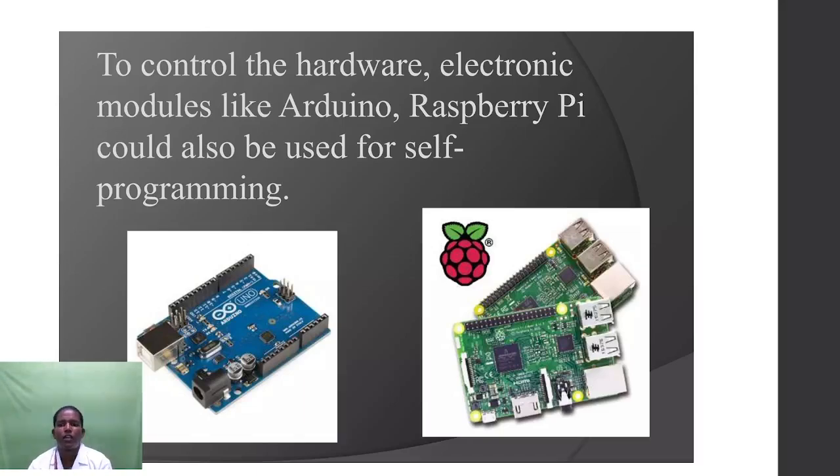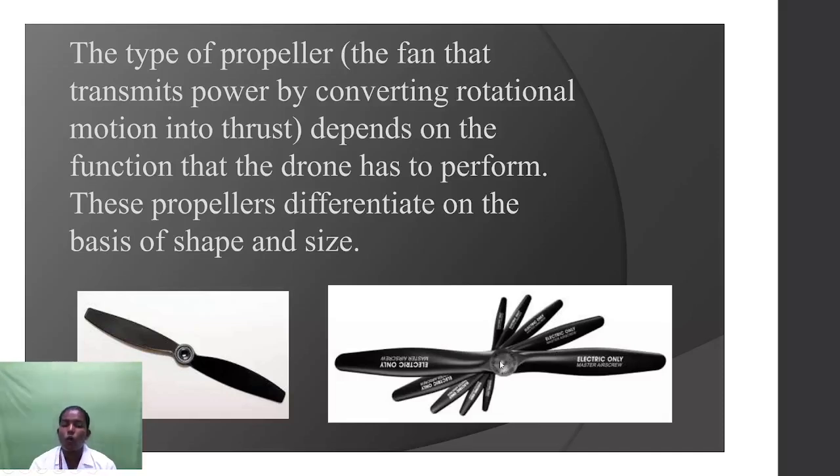Raspberry Pi is another type, a different type of software, and with Arduino you can use Python software to put the input to the drone. It will transfer the data and collect the data, whatever data we need from the drone, accurately within time. And propeller, as I said, depends on the function. What operation we are using the drone for, depending on that function is the propeller we are using.